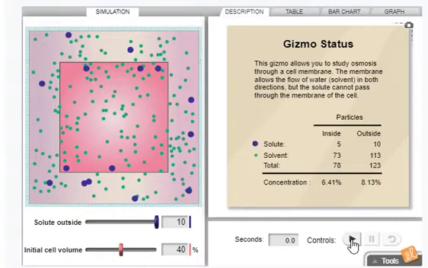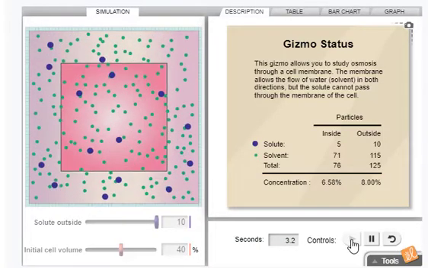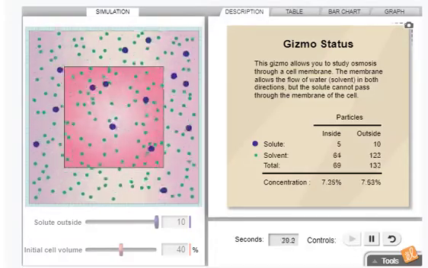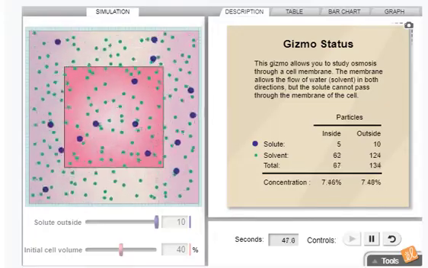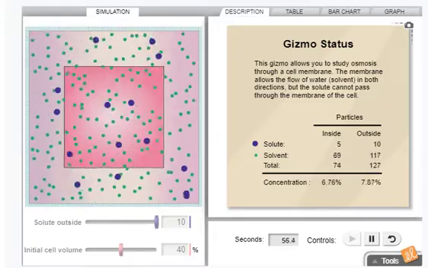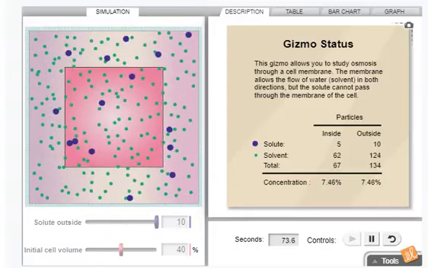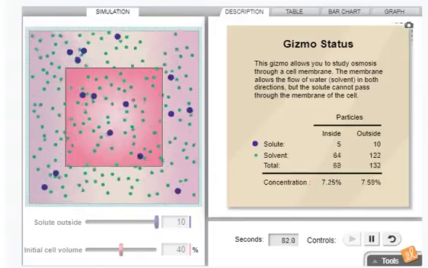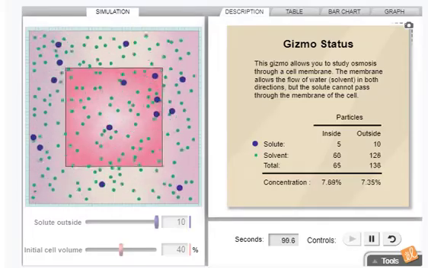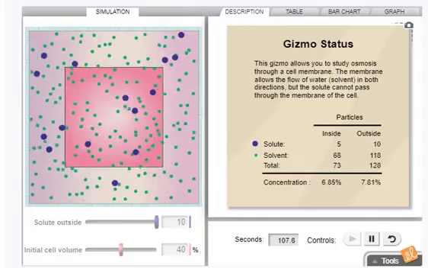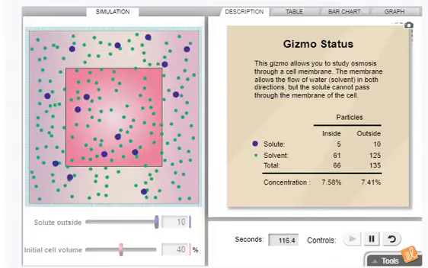Okay, once again, what happens to the cell? How does it change in size? So which of these situations, having a lot of solute outside or a little bit of solute outside, caused the cell to get larger? Which situation, a lot of solute on the outside or a little bit of solute on the outside, caused the cell to get smaller?